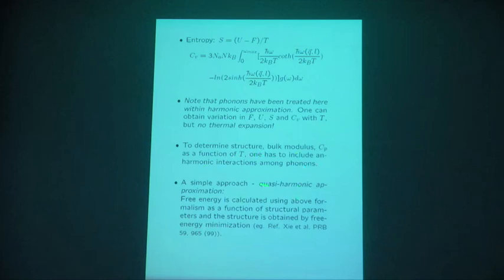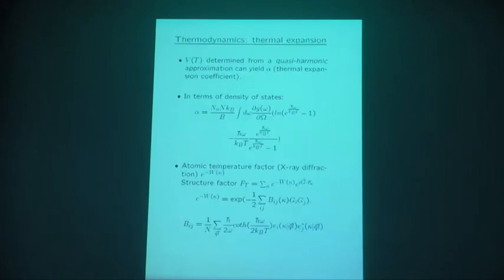among phonons. A simple approximation is called quasi-harmonic approximation, where I can calculate phonon dispersion as a function of volume of my unit cell. Right? That gives me the Grüneisen parameter, and then you can get thermal expansion coefficients also by calculating phonons at different volumes of the system and getting free energies and minimizing that free energy at the minimum. So this is what thermal expansion physics is.